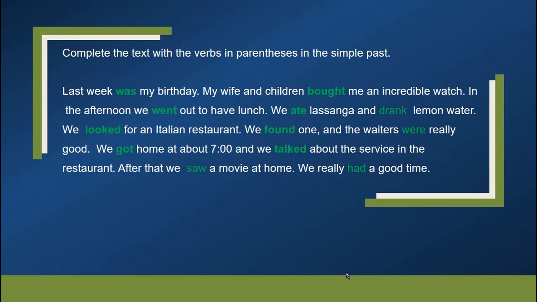Let's check the answers. Last weekend was my birthday. My wife and children bought me an incredible watch. In the afternoon, we went out to have lunch. We ate lasagna and drank lemon water. We looked for an Italian restaurant. We found one, and the waiters were really good. We got home at about 7 and we talked about the service in the restaurant. After that, we saw a movie at home. We really had a good time.